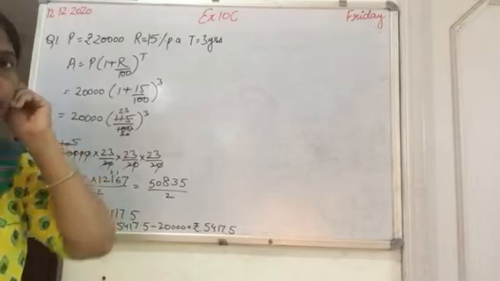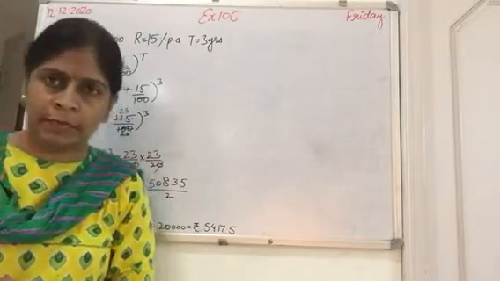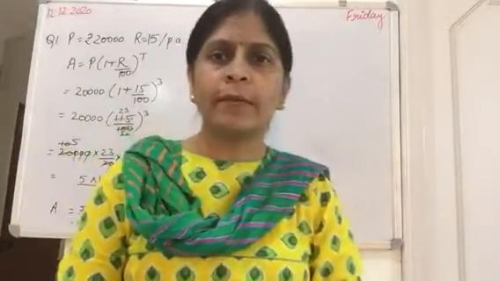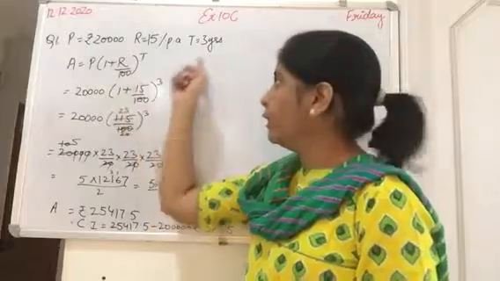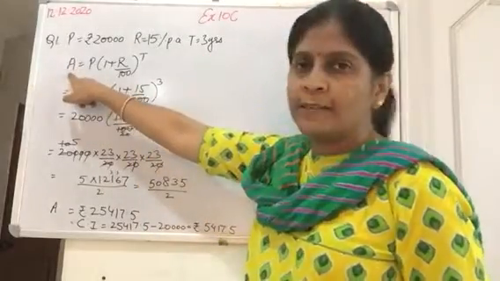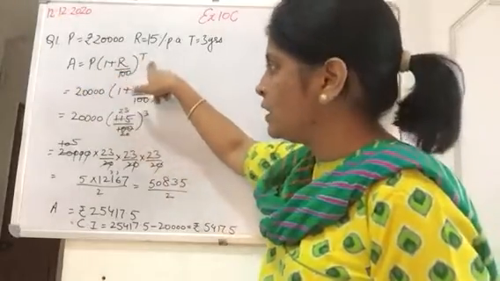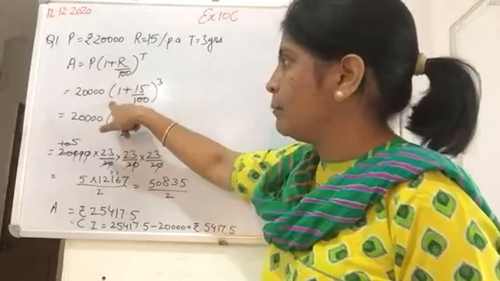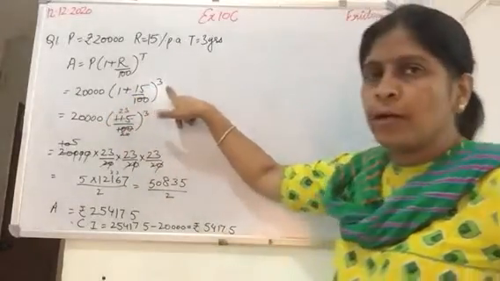Now compound interest has to be calculated, so no need to calculate simple interest first of all, and it is not mentioned semi-annually, so whatever the rate is we write that only. Time will be the same, we simplify it. The formula says amount equals P into (1 plus R upon 100) raised to the power T. So 20,000 into (1 plus 15 upon 100) raised to the power 3.